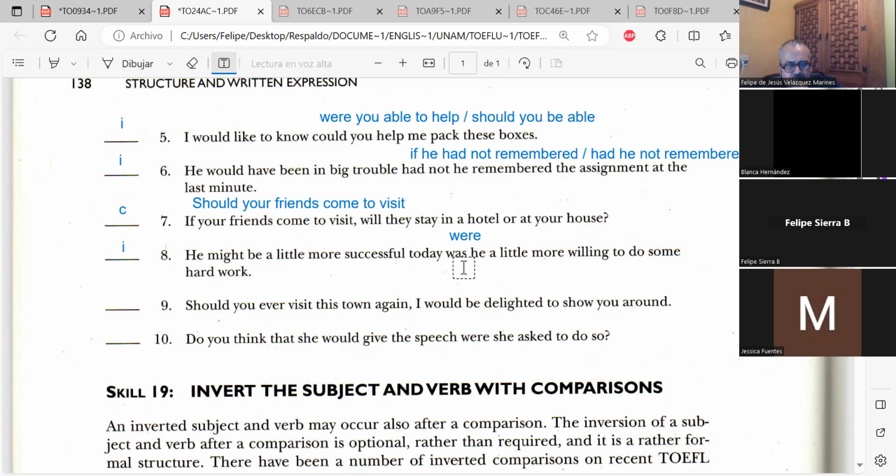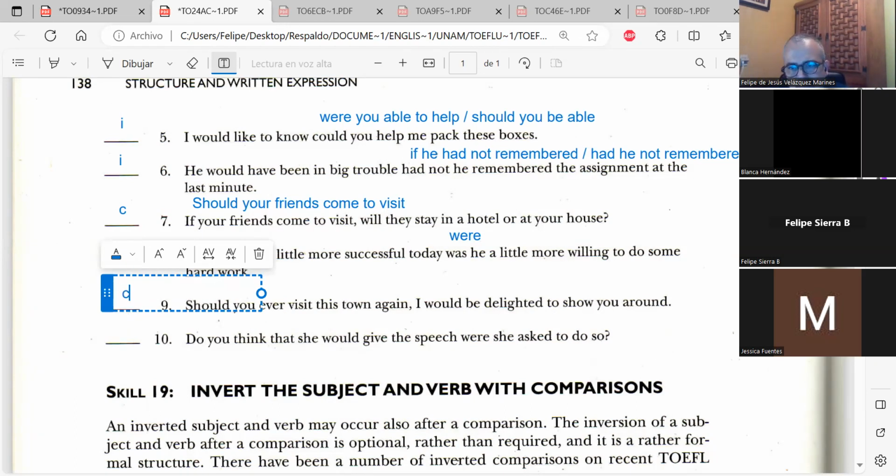Should you ever visit this town again, I would be delighted to show you around. It is correct. Okay, yes. Should you ever visit this town again, I would be delighted to show you around. This is correct. Okay, Blanca.